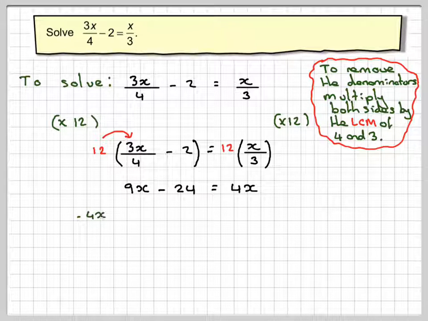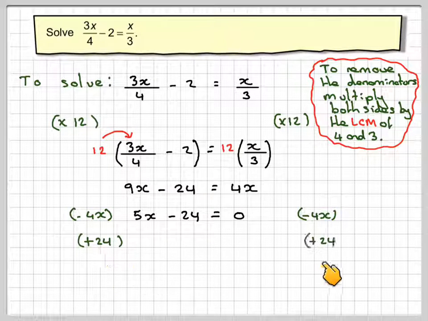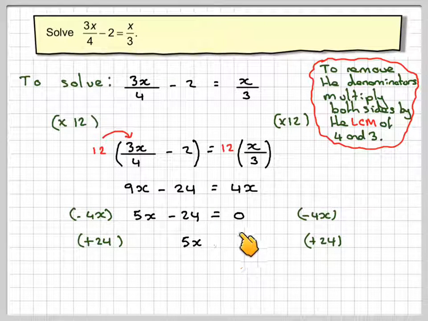4x, we'll do the smallest opposite, so we'll take 4x from both sides. If we take 4x from 9x, we're going to get 5x, and then we've still got minus 24. And then 4x minus 4x on this side gives me 0. Right, then the opposite of taking 24 is to add 24 to both sides. So adding 24 to this side gives me 5x. 0 plus 24 gives me that.